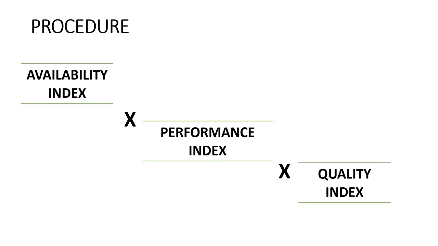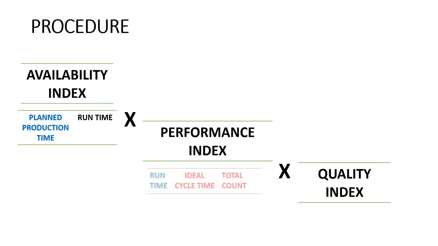But in order to find the availability index, we need two data, that is planned production time and runtime. In order to calculate the performance index, we need to know runtime, ideal cycle time, and total count. In order to calculate the quality index, you have to know good count and total count. Now the text which is given in red is already given in the question. The text given in blue is something we have to compute now.